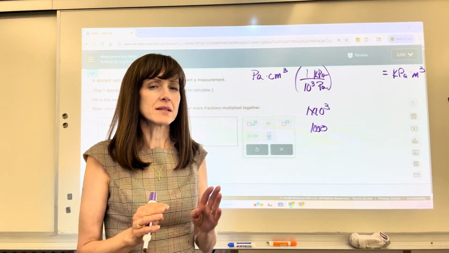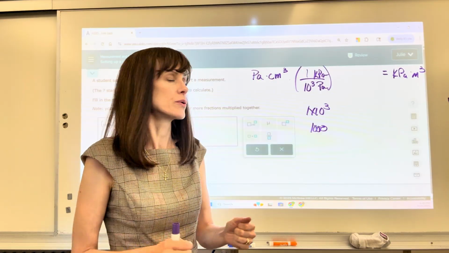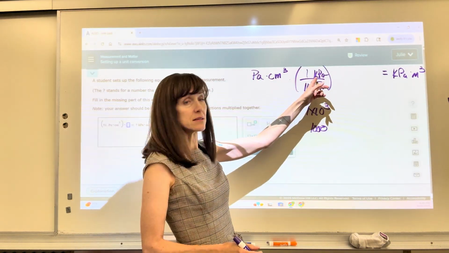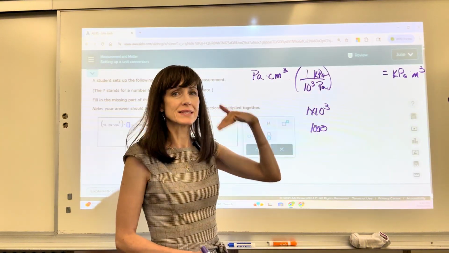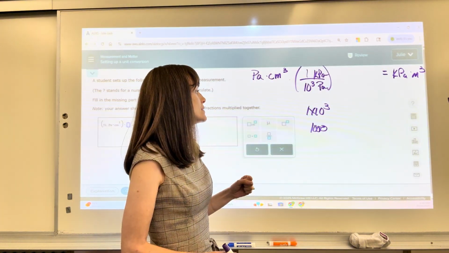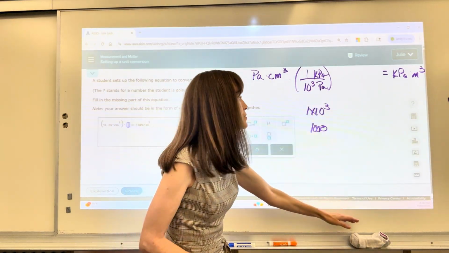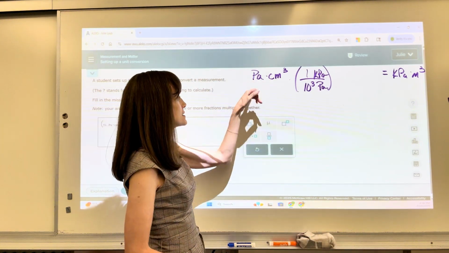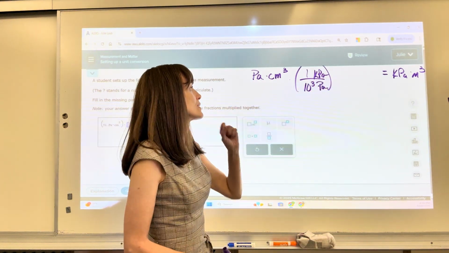So let me repeat this little quirk from the ALEKS culture of how it's coded. Whatever has the prefix, in this case it's the kilo, it gets the 1. The base unit always gets the number. And you have to put it as 10 to a power, okay, 10 to a power. So notice if I multiplied this, the pascals cancels and we end with kilopascals. Now we can look at the cube.